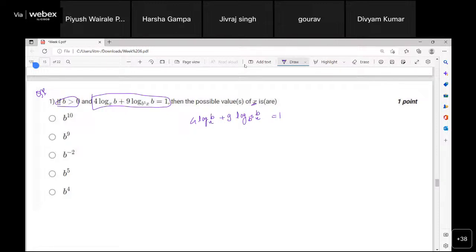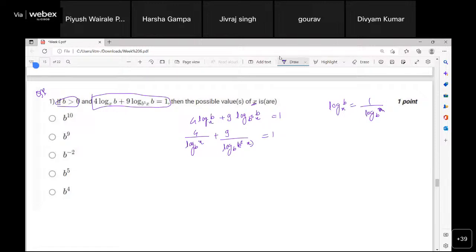Base form. Yeah, I can just apply the change of base rule. So if I have log of b to the power x, I can write it as 1 upon log of x to the base b, right? So the same you can do here. So log of x to the base b plus 9, and here it will be log of b to the base b, so it will be b to the power 5 x, right, equals 1.